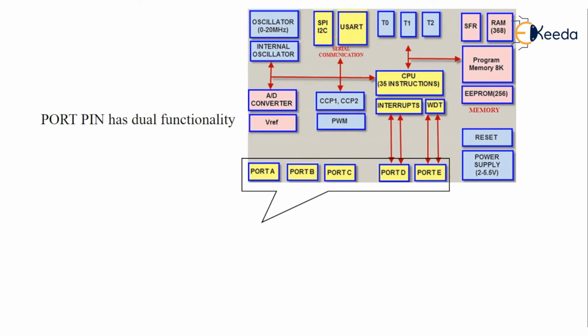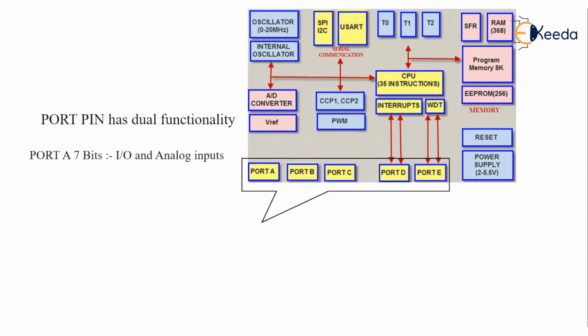Then the ports are given. As I said in the earlier lecture, in microcontroller ports are used to interface any input devices or output devices. Some of the microcontrollers have 3 ports, some have 4 ports. PIC18F has 5 ports. And PIC18 port pin has dual functionality, that means the operation of any pin is dual.